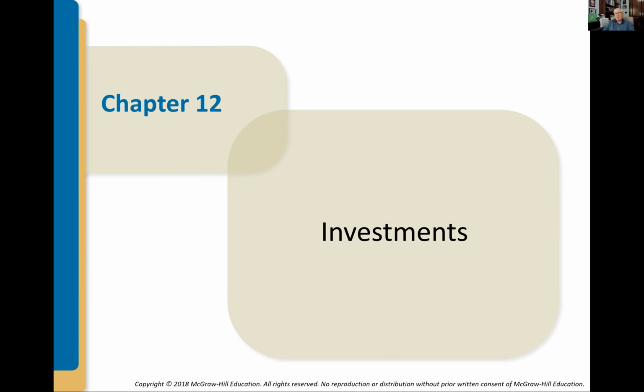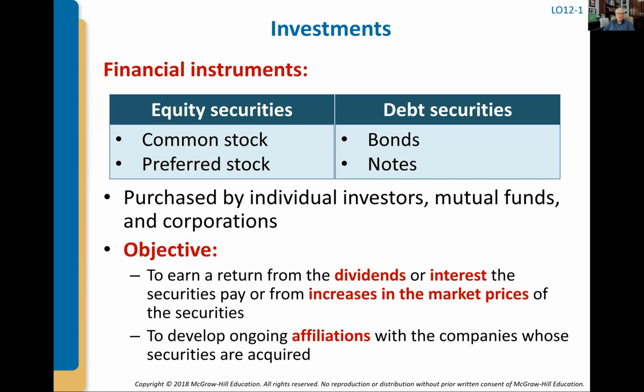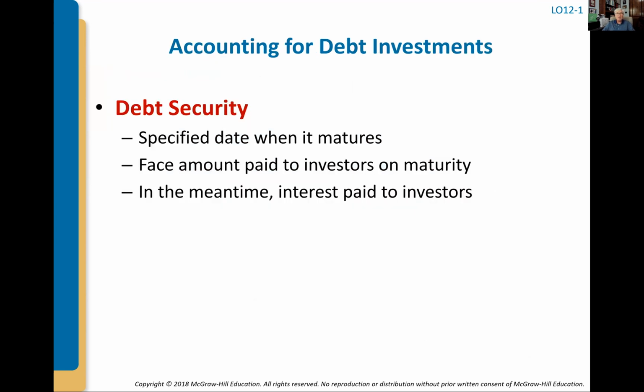And then we have to do the accounting for this. Again, the investments could be equity or debt, and that's going to be a different accounting for each of those. The objective is to earn a return from dividends on equities or interest from debt securities, and maybe get capital gains there. And also develop affiliations with those companies that give us some benefit, like we did with the compressor manufacturer.